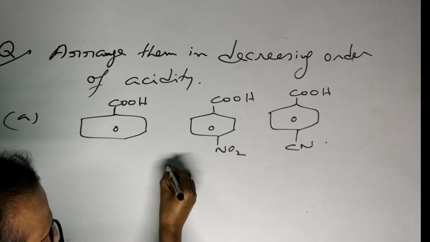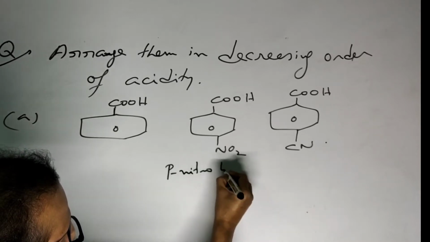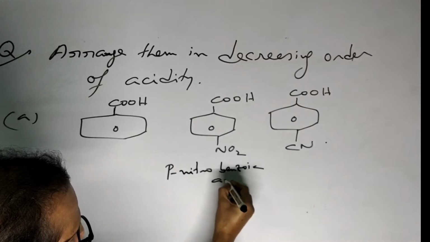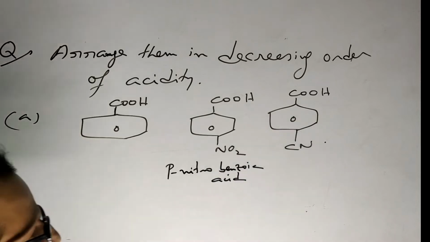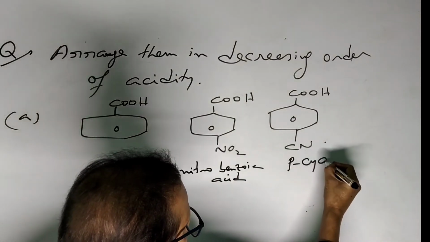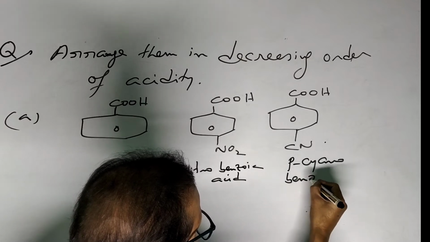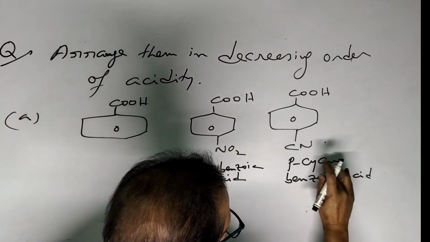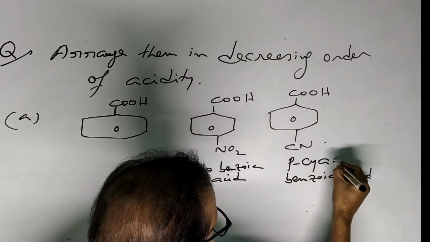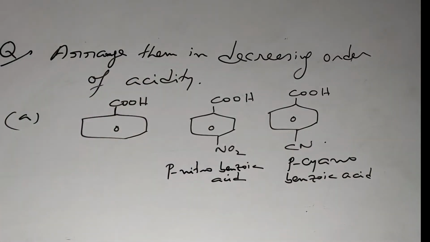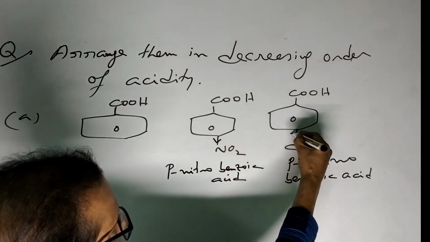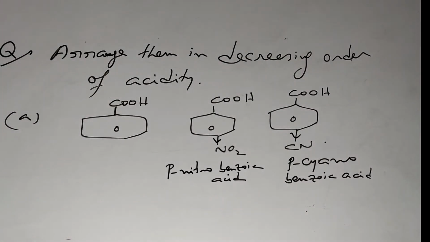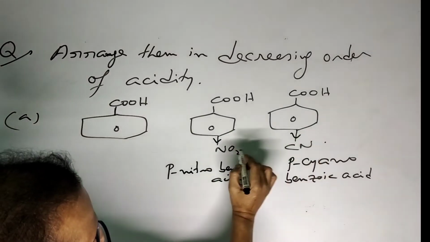This is called para-nitrobenzoic acid, and this is called para-cyanobenzoic acid, okay. Cyano, cyano, okay, para-cyanobenzoic acid. See, you know that the nitro group and cyano group both have electron withdrawing capacity. I have given the arrow indicating electron withdrawing groups.